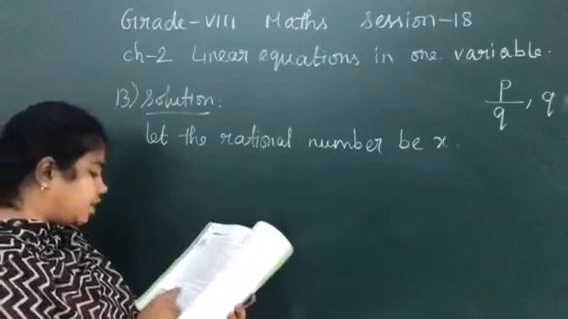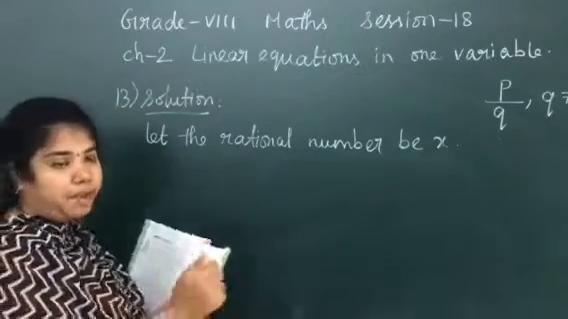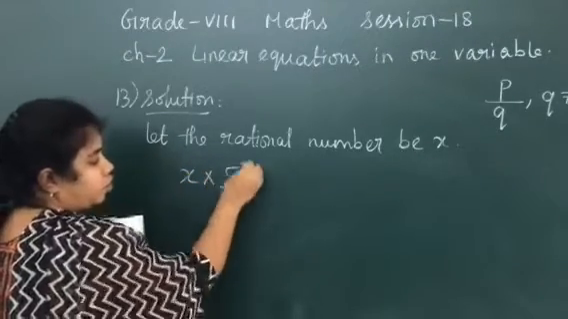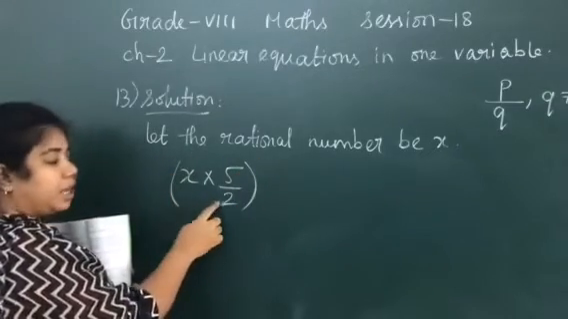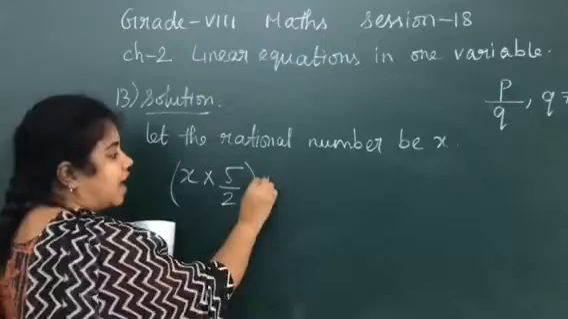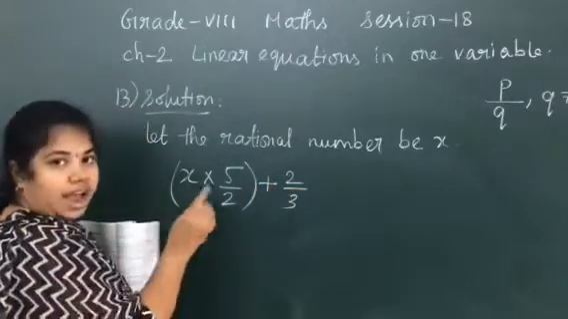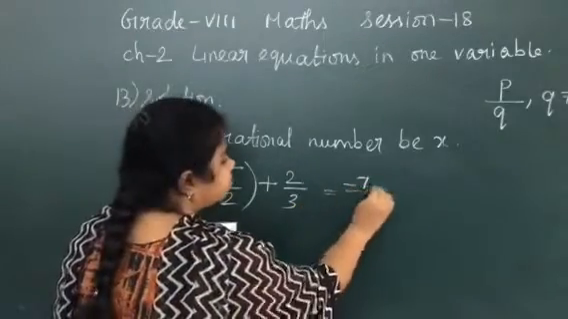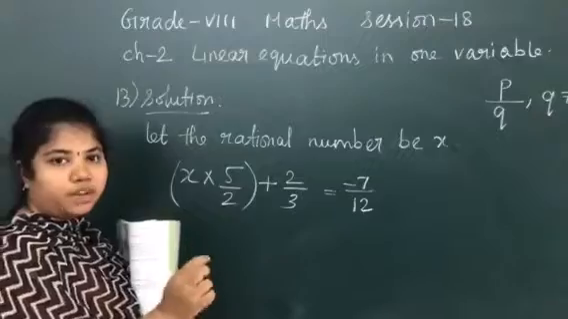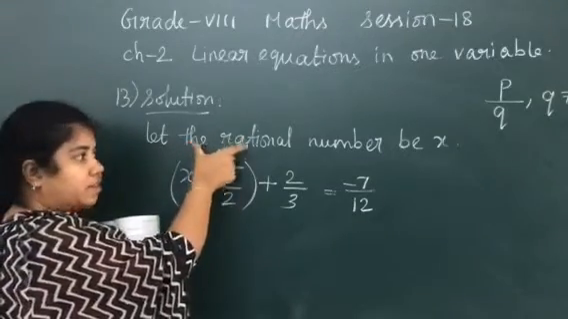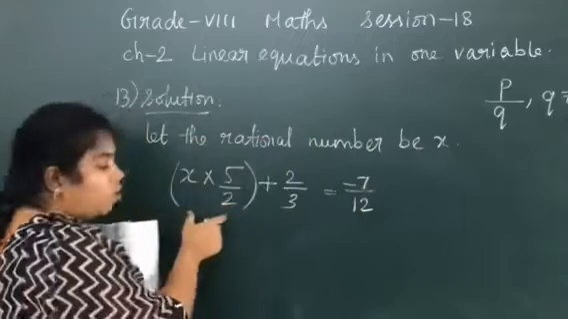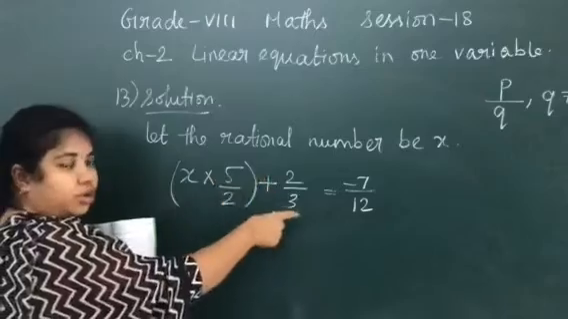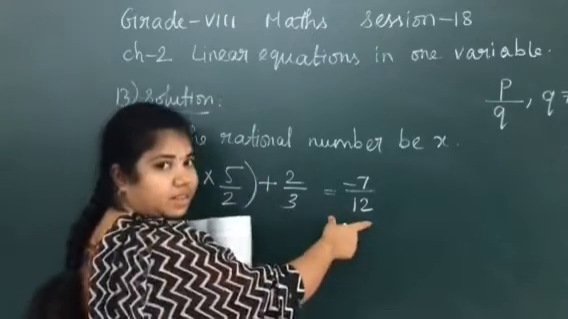Now what is given in the question? A rational number is such that when you multiply it by 5/2. So you are going to multiply the rational number x by 5/2, and the product, if you multiply these two numbers, is added to 2/3, and this gives -7/12. Are you clear with it? We don't know what the rational number is, so we have considered it as x. The second statement is that x is multiplied by 5/2 and the product is added to 2/3, and this result will be -7/12.